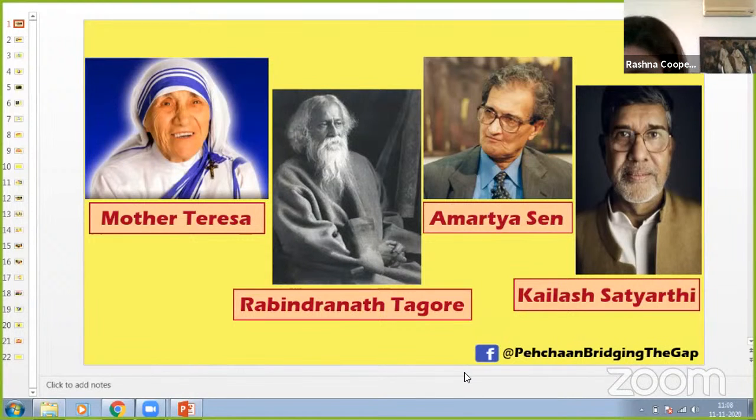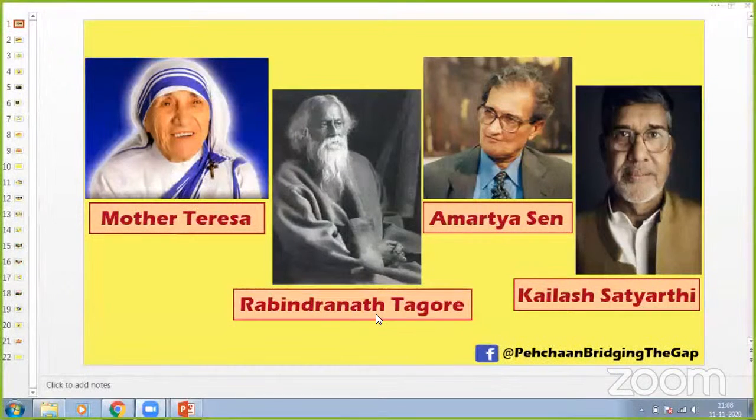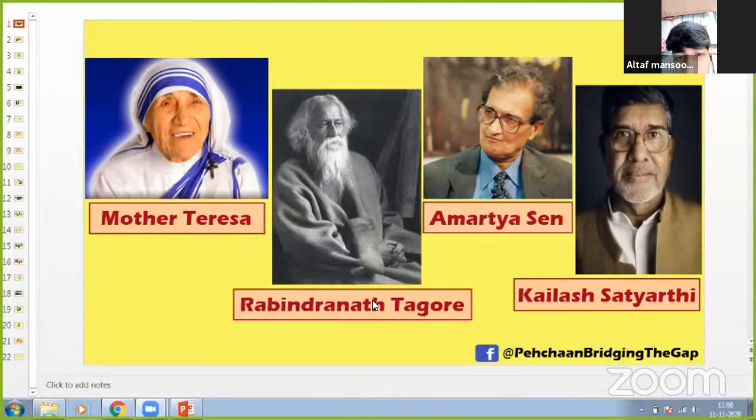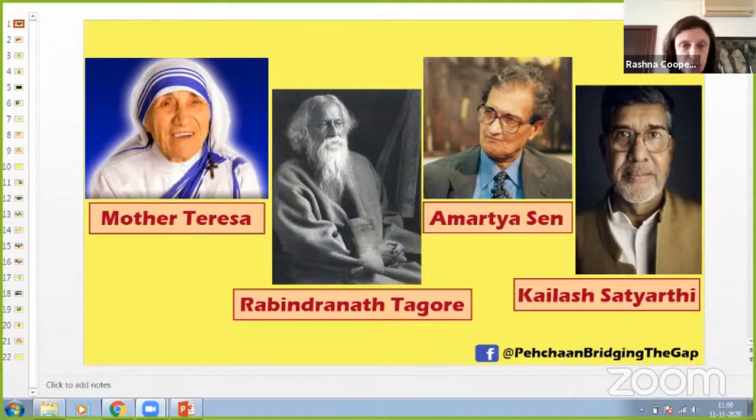Altaf, can you just read out the names very quickly, please? I'm audible. Hello. Yes. First name is Mother Teresa, and second one Rabindranath Tagore, and third is Amartya Sen, and fourth Kailash Satyarthi. Thank you so much, Altaf.